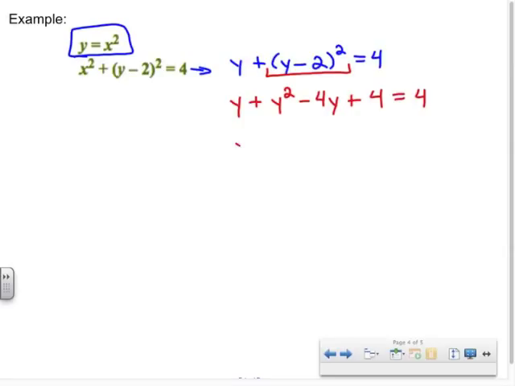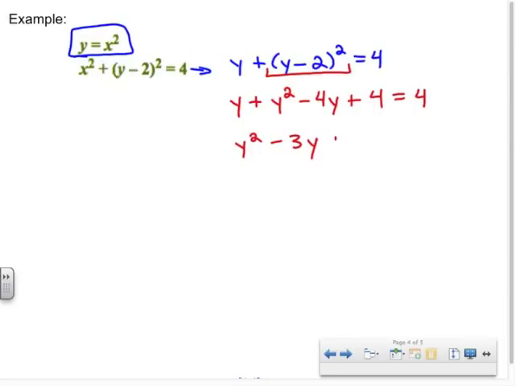So the y squared will come first, and I could do y minus 4y. Okay, so I have y squared, and y minus 4y is negative 3y. And I'm going to bring down the plus 4 and the equals 4.